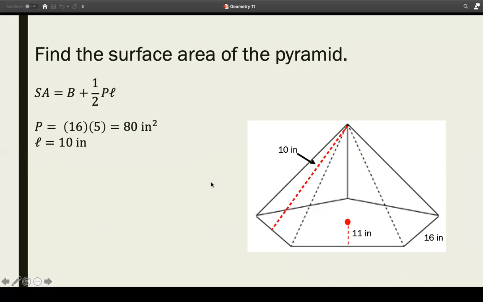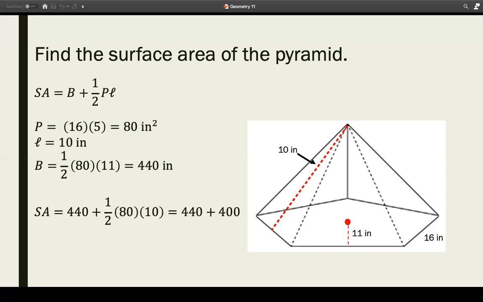So we can use our formula to find the area of that regular pentagon. We do 1/2 the apothem times the perimeter, and we get 440. Then to find our surface area, we just need to plug these three values we found into our formula. B plus 1/2 PL, and we end up getting 840 inches squared.